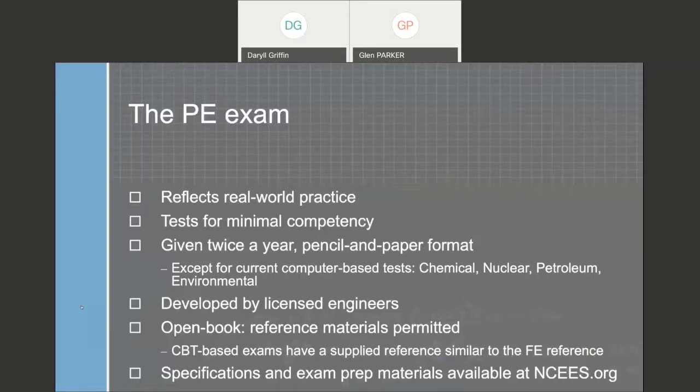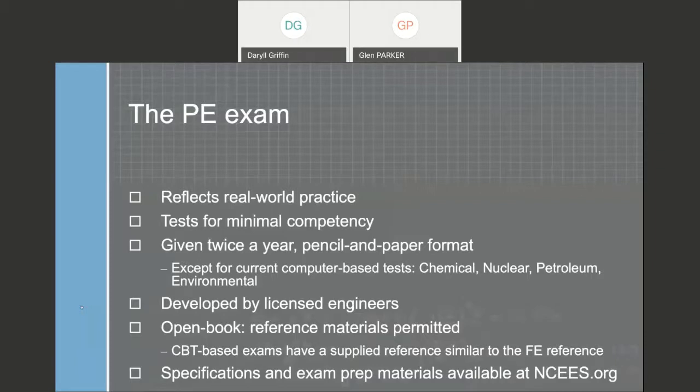So it's testing for minimal competency. That would mean things like interpreting codes or safety and hazards and things like that. And I want to really underscore that all of the exams are going computer-based. The FE is all computer-based at this point. The PE exams have been paper and pencil up until a few years ago. They started transitioning some to computer-based. In 2021, all of the electrical exams are going to be computer-based. So if you want to take it on paper and pencil format, you need to get it in within the next couple of years. Chemical, nuclear, petroleum, and environmental are currently computer-based, and the other ones are in the process of being converted over.